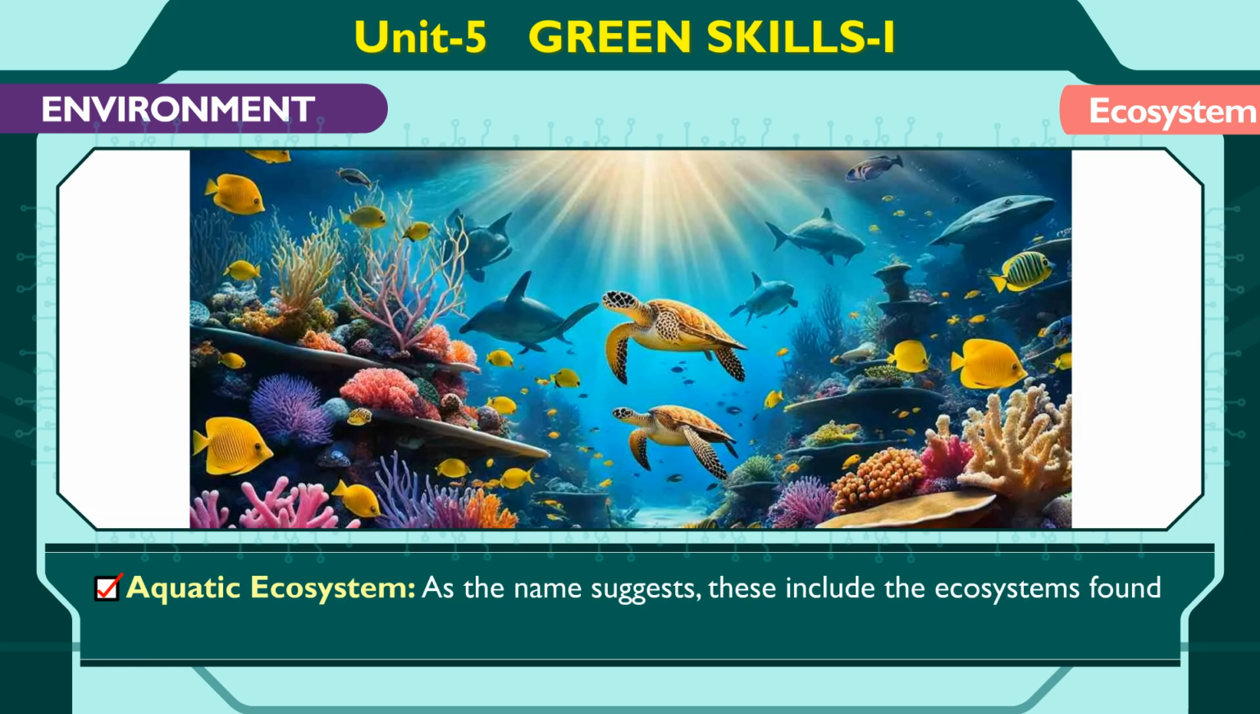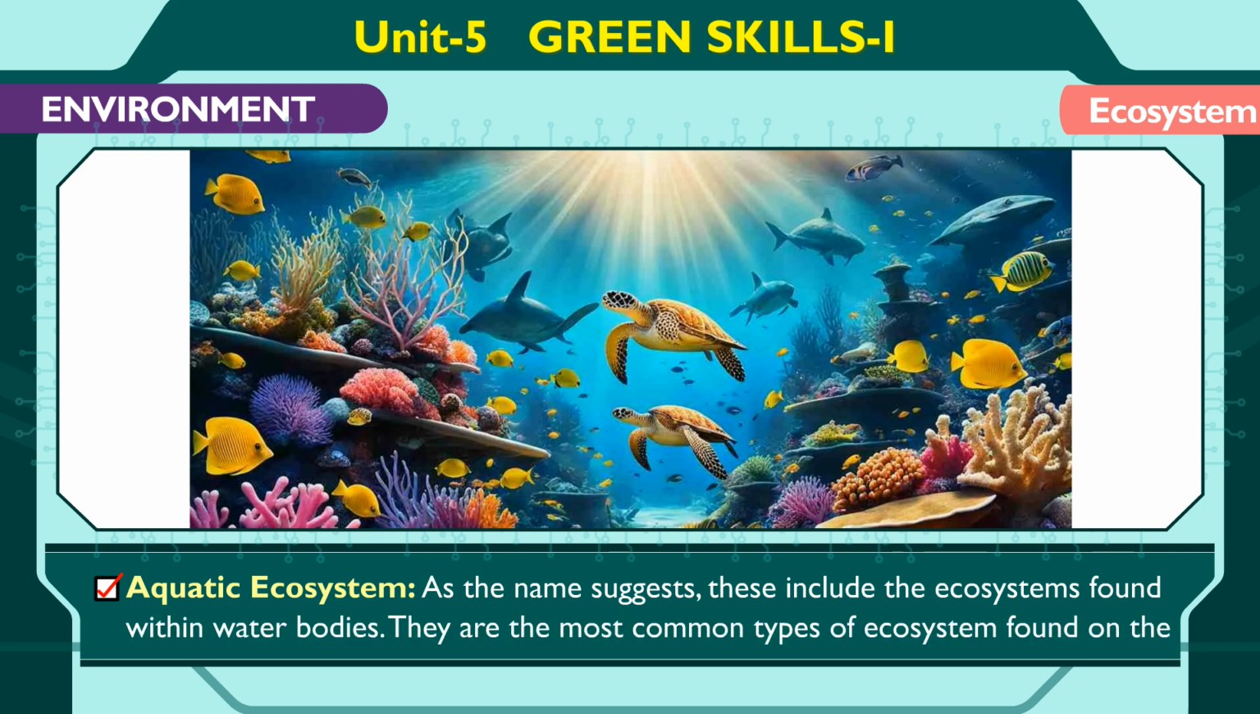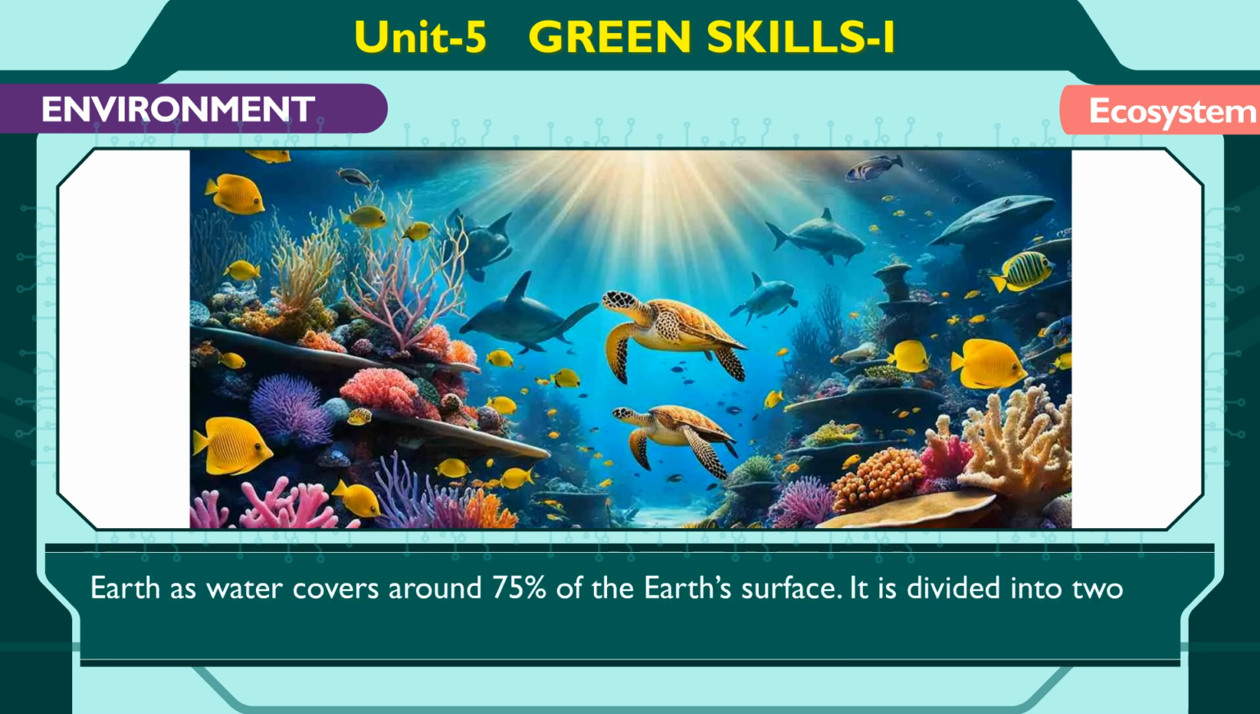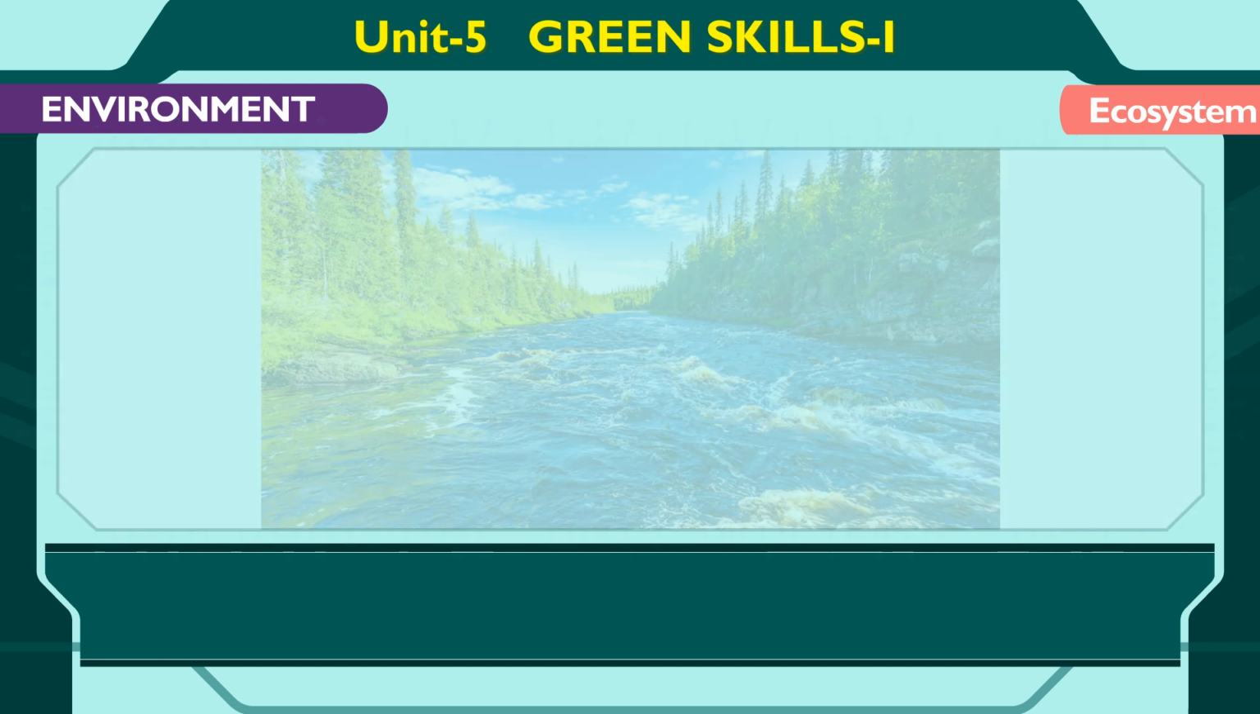Aquatic ecosystem. As the name suggests, these include the ecosystems found within water bodies. They are the most common types of ecosystem found on the earth, as water covers around 75% of the earth's surface. It is divided into two groups.